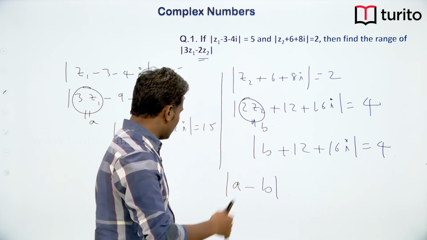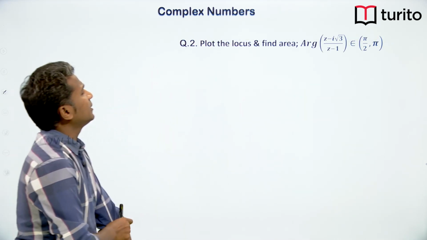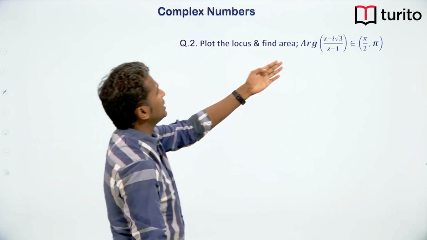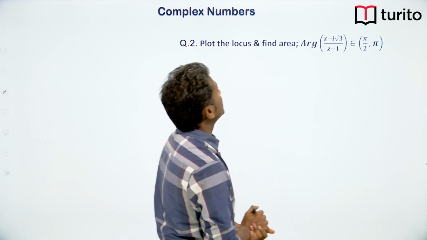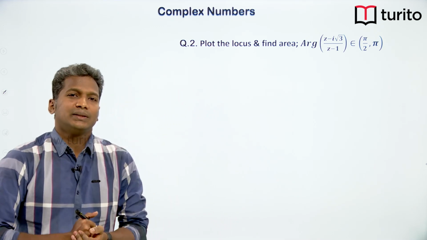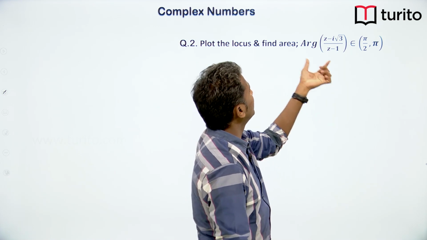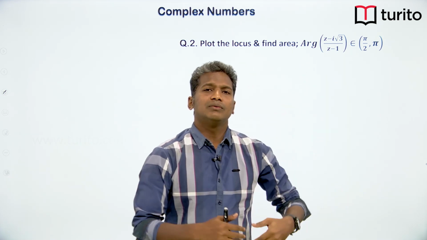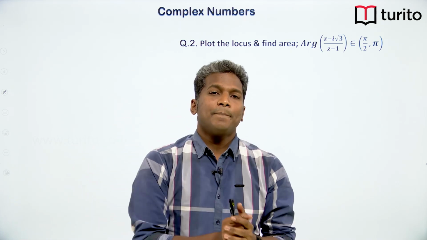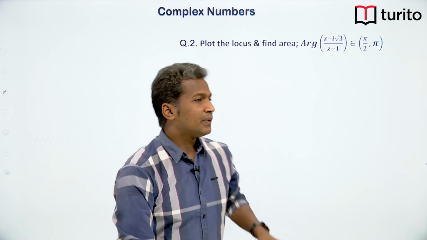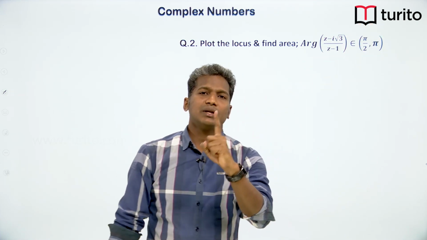Okay. Now, I will move on to the next question. Here, argument of (z minus i root 3) by (z minus 1) belongs to pi by 2 to pi. So, here an interval is given for this argument. Whenever there is that kind of interval given, first we need to work out a constant here. Instead of taking the interval here, take one constant.